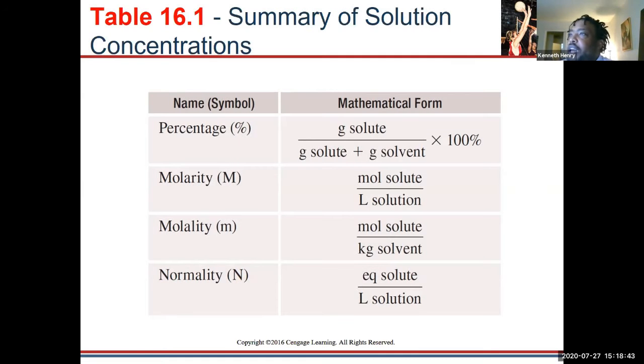Okay, so this is just a summary table of what we've talked about in terms of how we would work with solutions. Now, there are other ways that we can work with different types of concentrations of solutions, because you can talk about ppm, parts per million, and then parts per billion, ppb. So there are several ways of dealing with concentration, but these are the ones that we want to introduce to you.